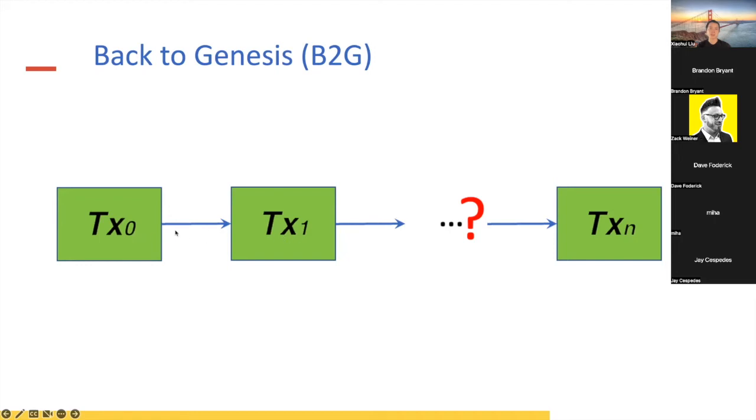Then transaction 1 is spending from the UTXO from the output of transaction 0, and transaction 2 is spending from transaction 1, and you keep going. Here's the problem statement. Let's say I just give you transaction N. How do you know it originates from there? There's an unbroken chain of links tracing all the way to this specific transaction. How are you going to know that?